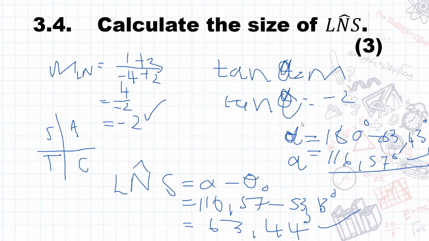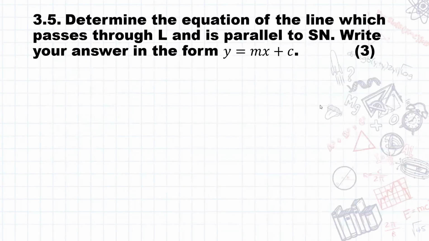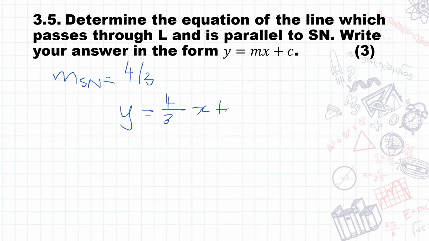The next question says, determine the equation of the line which passes through L and is parallel to SN. Write your answer in the form y is equal to mx plus c. Okay, so firstly, we know the gradient of SN. We found it in question 3.2, and that is 4/3. And so we can just quickly substitute that in: y is equal to 4/3 x plus c. Now, the only value we're missing is c, and it says it passes through the point L, and we know L is (-4, 1), right? So we're going to substitute this point in.